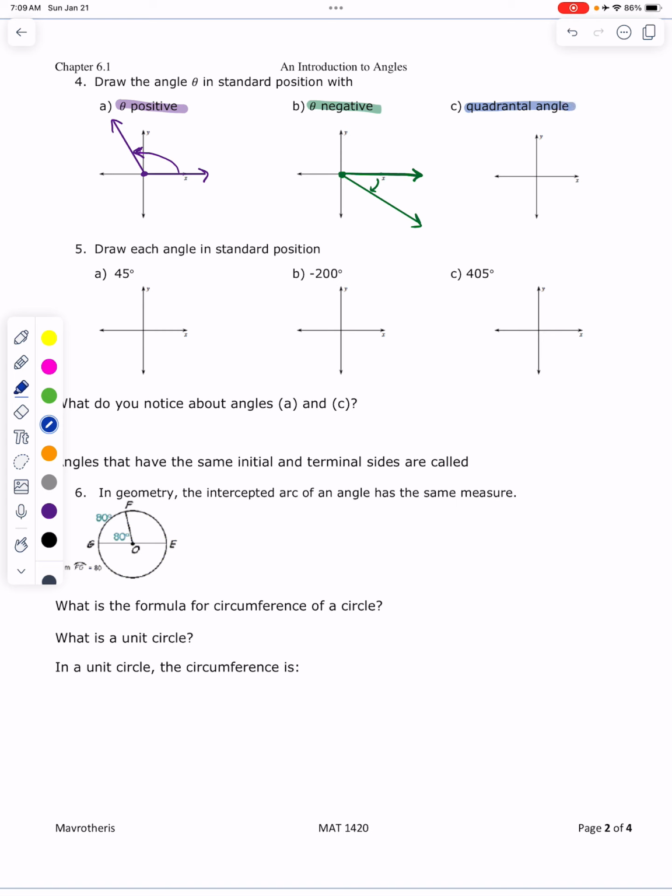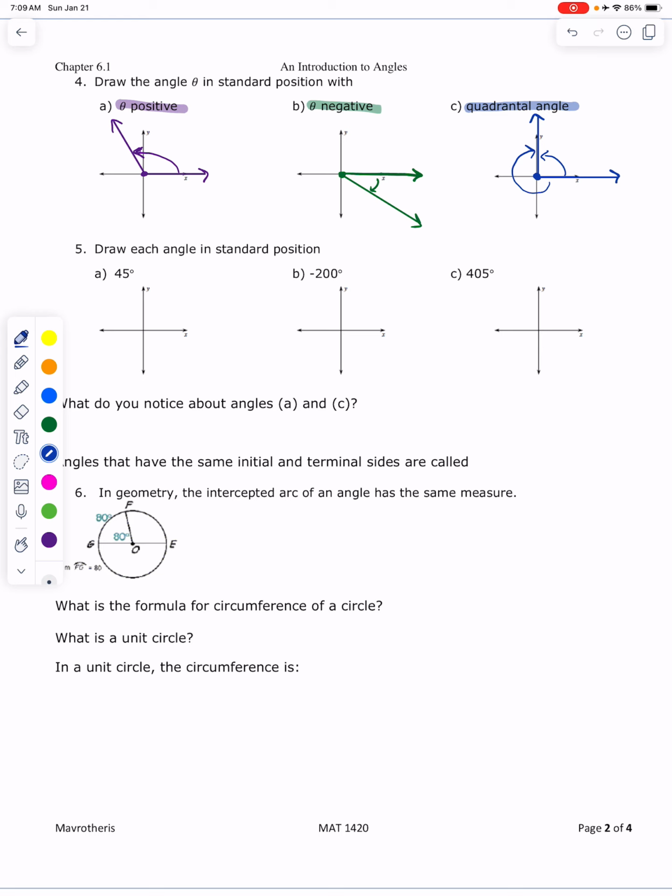Last one, our quadrantal angle. I will very rarely call it that. We will focus on which axis it ends up on, but these do special things for us. So the quadrantal angle just means that my terminal side falls on one of these axes. So this would be quadrantal. Notice I could also go around the other way and get to that same spot.